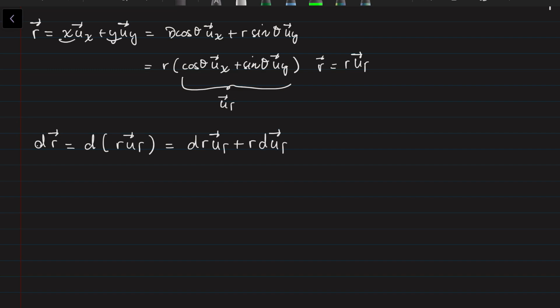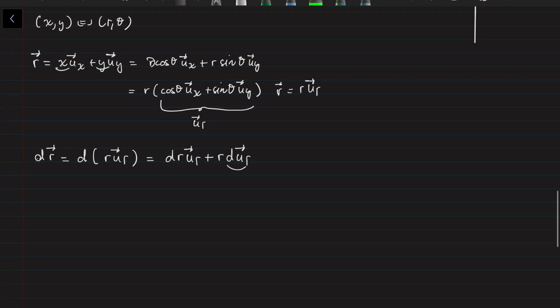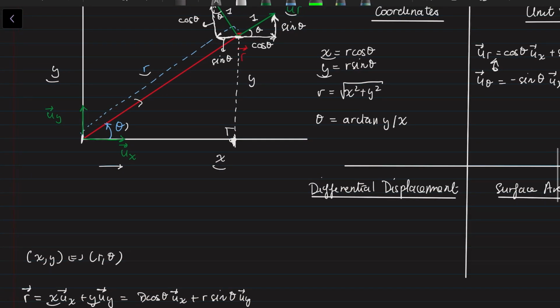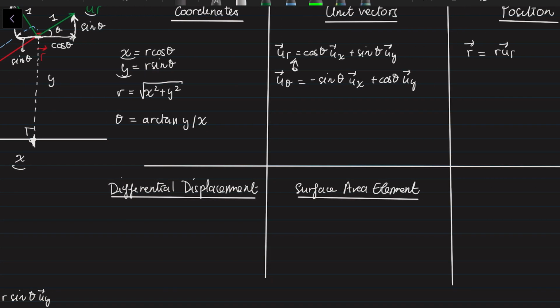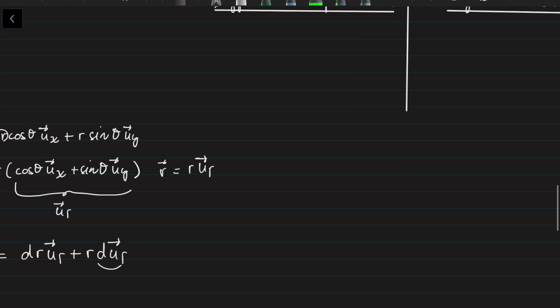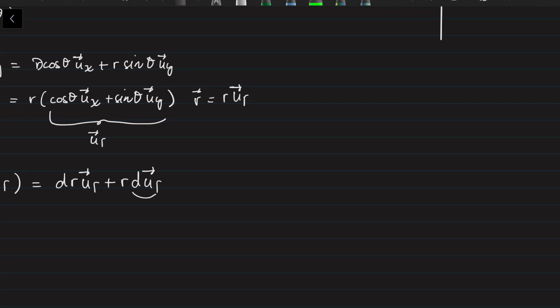Okay, but now something interesting is going to happen because remember, in Cartesian coordinates, these du_x, du_y, and du_z vanished because they didn't depend on anything. But we see that the way the unit vectors are written down, u_r and u_theta, they both depend on the angle theta. So the differential is not equal to 0. So we have to find du_r, the differential of u_r.